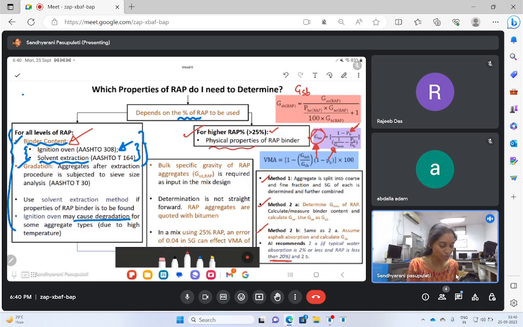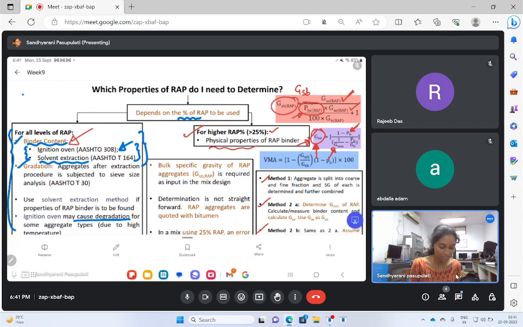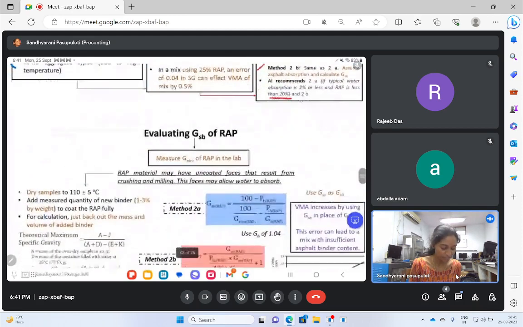What we need to do in those cases is calculate the GSE up to that step, that is fine. Using that GSE, if you see the formula here for bulk specific gravity, you can substitute it. But what is unknown here? The binder absorption. This binder absorption we have to assume based upon the water absorption of the aggregates. Once we assume the binder absorption, by substituting the binder absorption and effective specific gravity, we can calculate the GSB. We can use this GSB as the bulk specific gravity of the RAP.